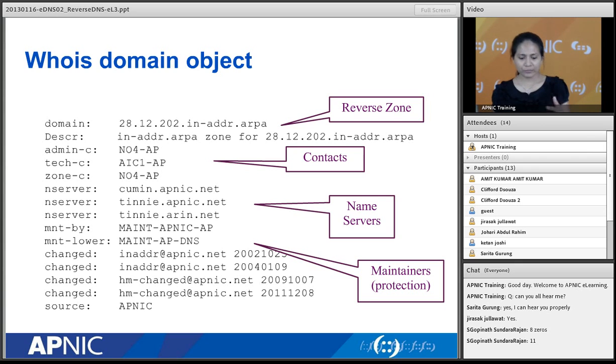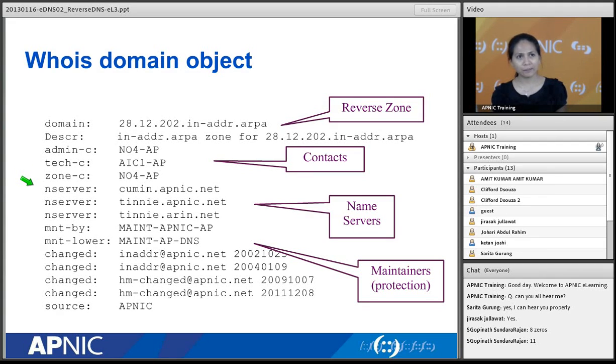Now, where do we find the objects for the reverse zones? This can be found in the Whois database. All the entries for the reverse zone can be found in the Whois database. This is very important, as it is accessed by all the network admins. Now, you have this domain, which is for 202.12.28/24. This is your reverse zone.